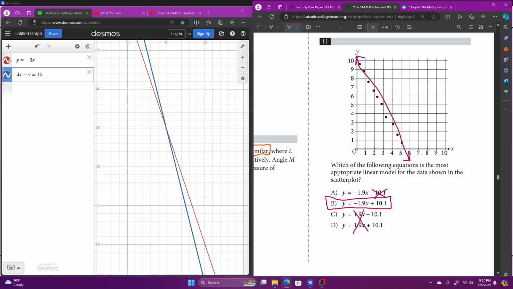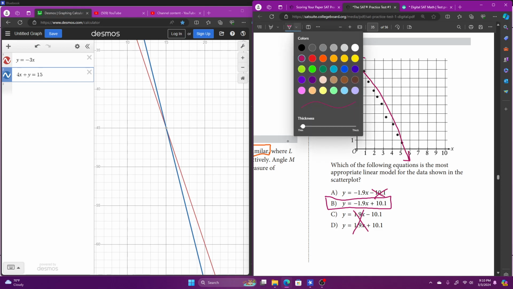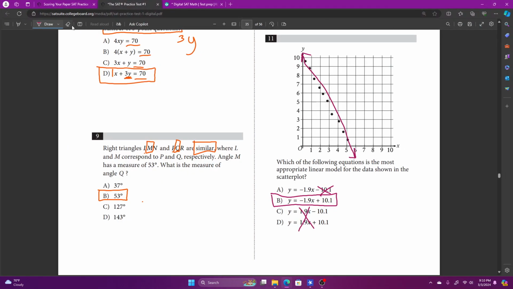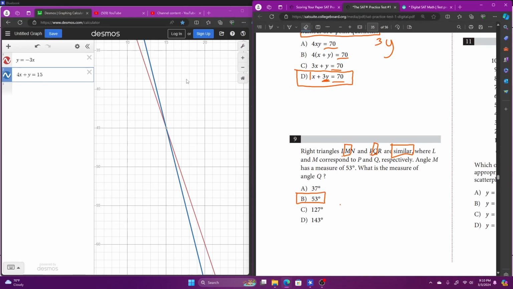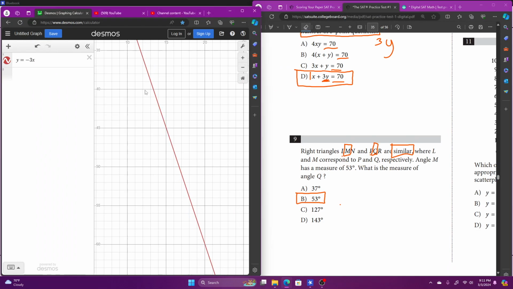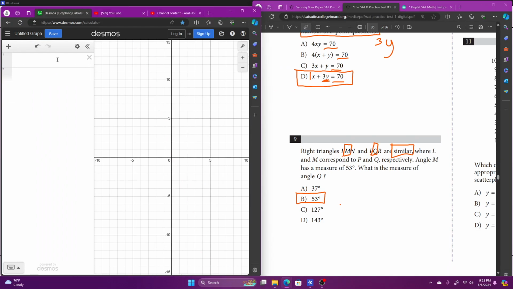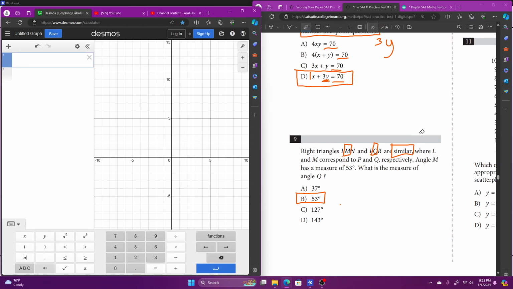If graphing is not your strong suit, I think I have to make this a little bit bigger. If graphing is not your strong suit here, I want to show you how you can really quickly plug this into Desmos to find the right answer.